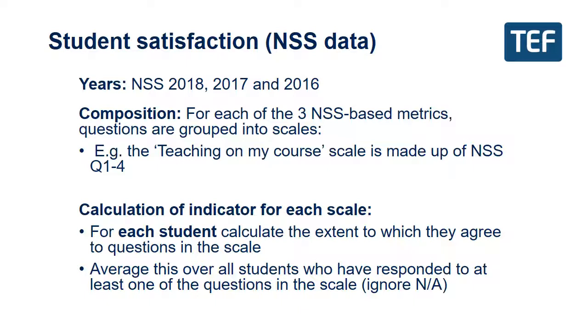Each NSS metric draws on a group of questions from the NSS or a question scale. So the teaching on my course metric is informed by the teaching on my course question scale. That's made up of questions 1 to 4 in the NSS. So for calculating the teaching on my course indicator, or indeed any of the other NSS metric indicators, we look first at the extent to which each student agrees with each question in the scale, and then average this across the number of students who have responded to at least one of the questions in the scale, ignoring any not applicable responses. And let me show you how that works in practice.